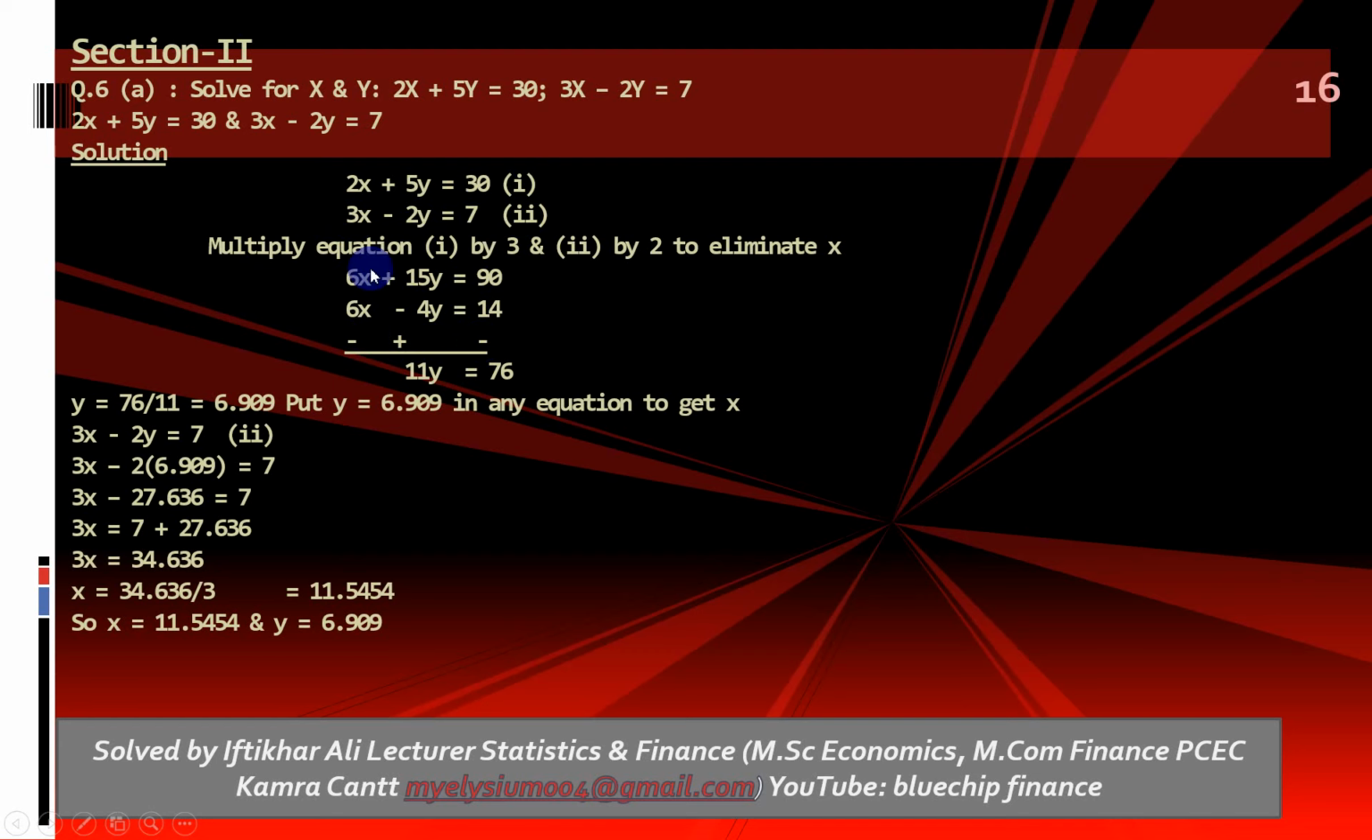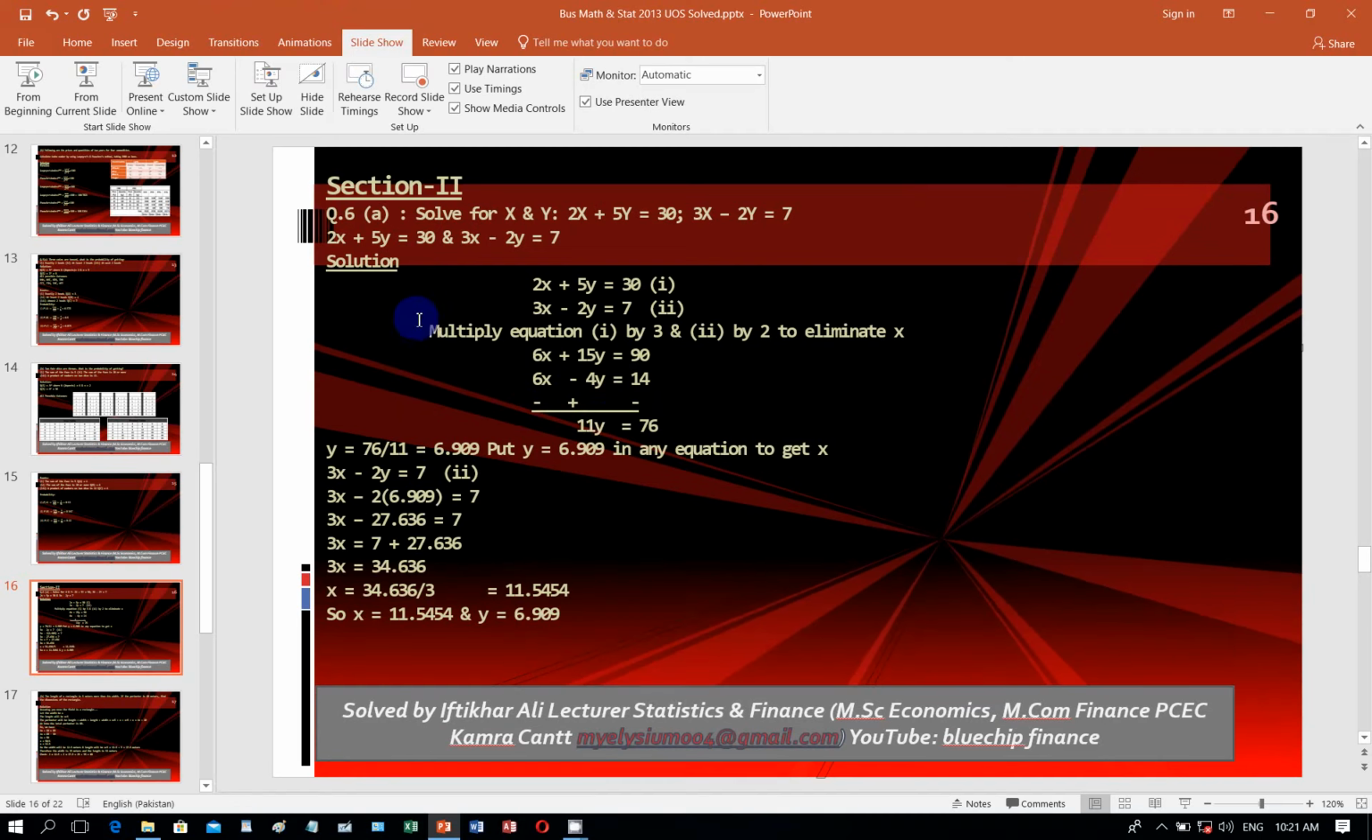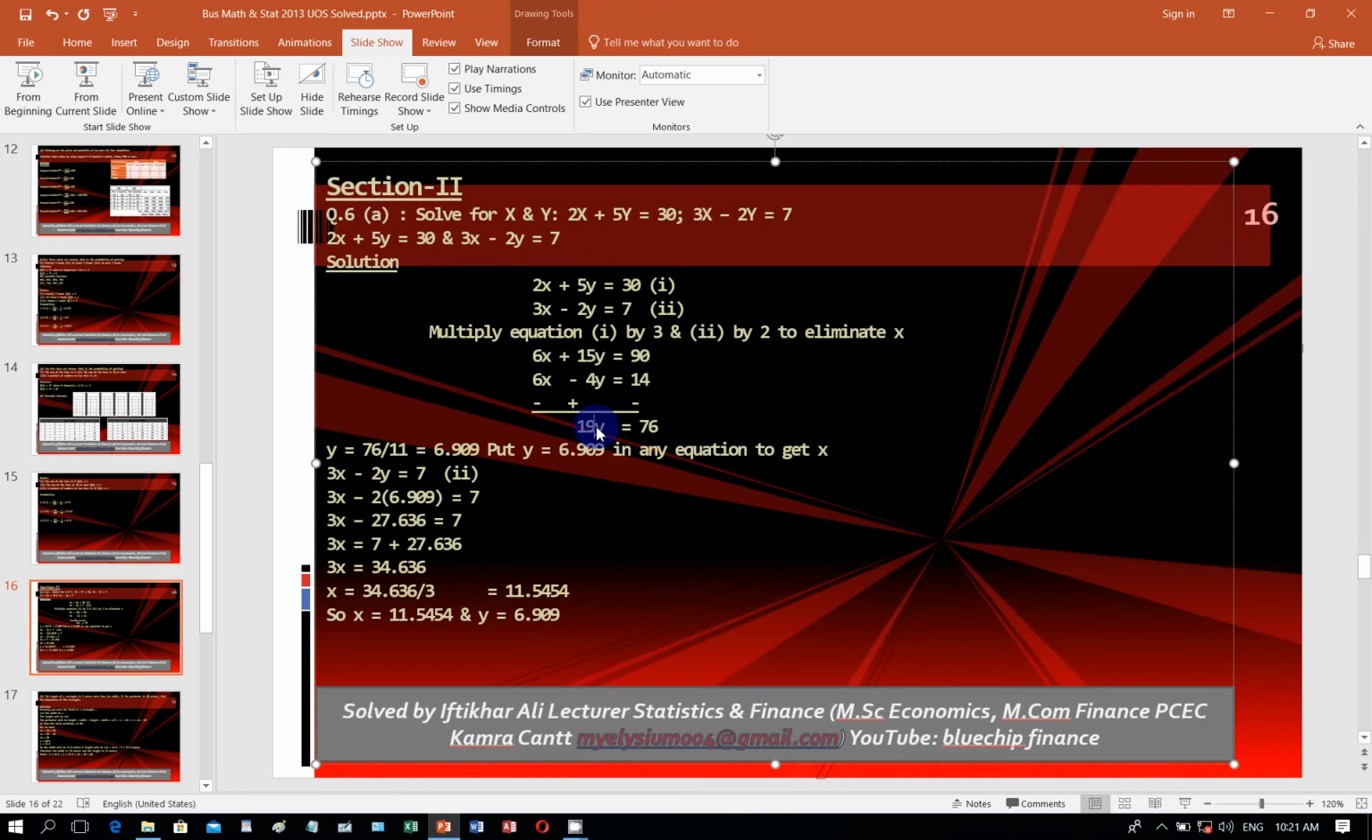6x will be cancelled, 15y plus 4y will be equal to 19y, equal to 76, and 76 divided by 19 will be equal to 4.